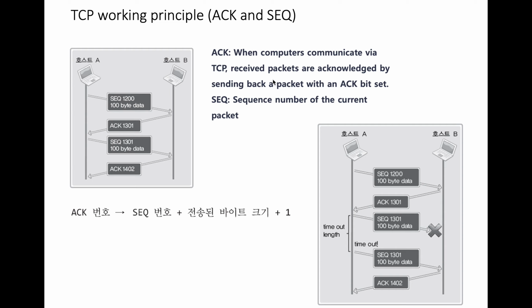When computers communicate via TCP, received packets are acknowledged by sending back a packet with the acknowledgement bit set. Sequence is the sequence number of the current packet. So you send a packet with a sequence, which I just explained to you. It's the same thing that I explained previously.